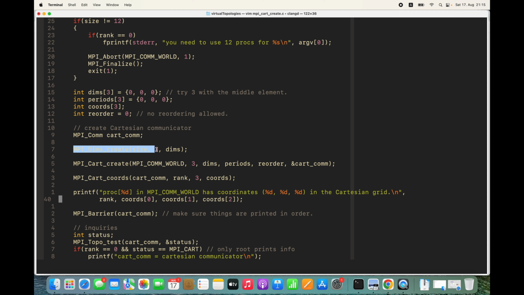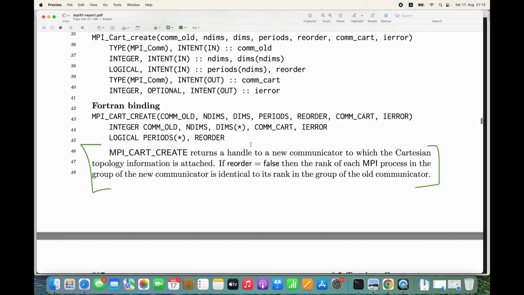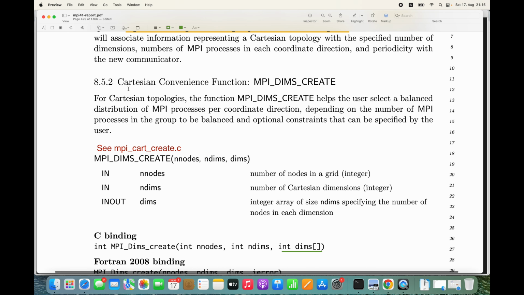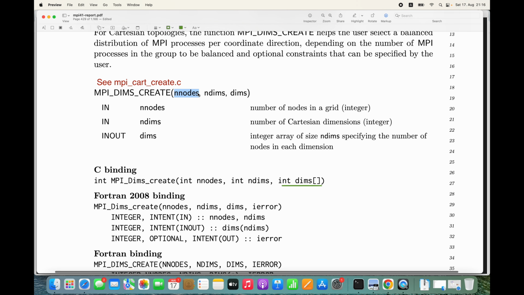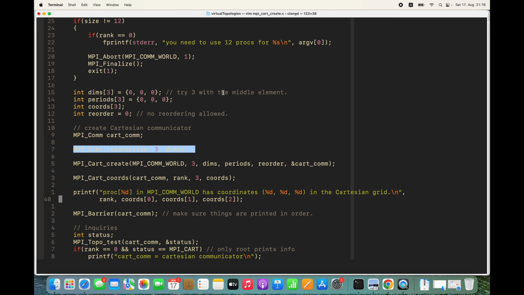And we use MPI_Dims_create, and you can see it right here. We already mentioned in the first part that dims create is a helper function to select a balanced distribution of MPI processes per coordinate direction, depending on the number of MPI processes in the group to be balanced, and optional constraints that can be specified by the user. It takes the number of nodes, that's the MPI processes. Then it takes the number of dimensions, in our case 3 dimensions. And we passed in dims, which we have initialized with 0 in every direction.